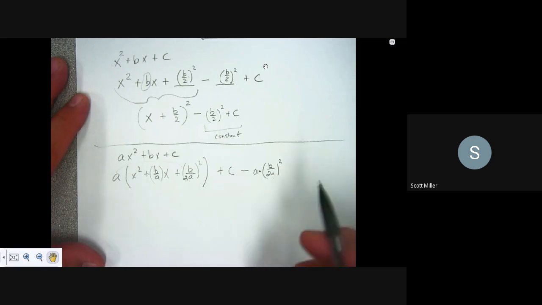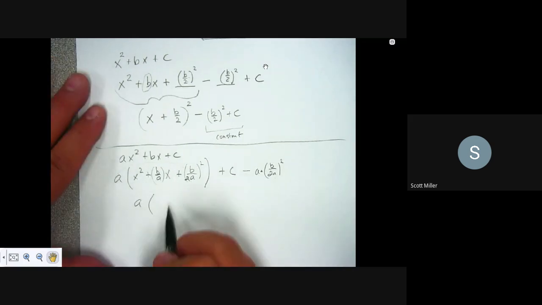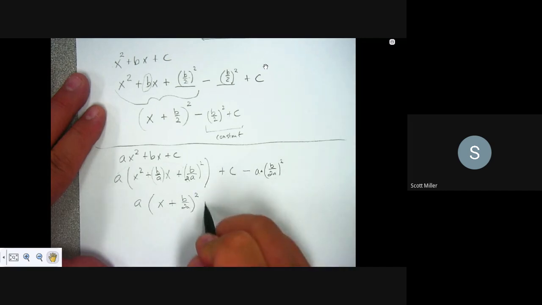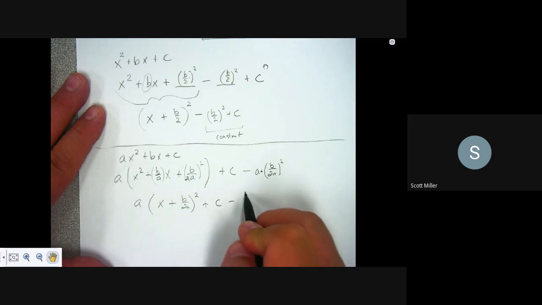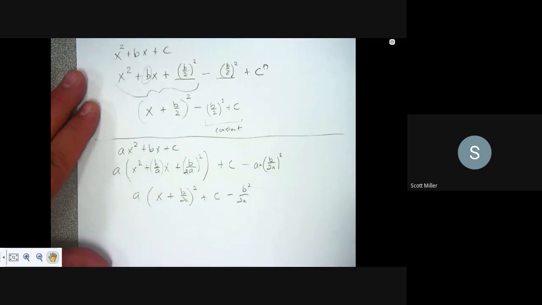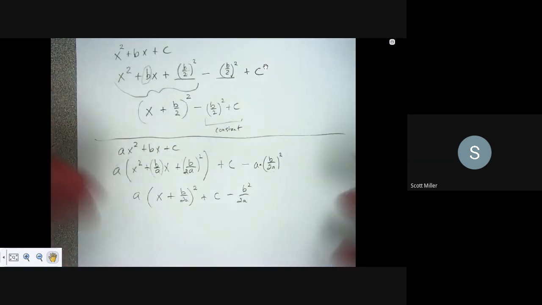So as you go through this, this then becomes a times x plus b over 2a quantity squared, and then all this stuff out here, which simplifies into this. So you can see that this can get very, very complicated real quickly. But that's how completing the square kind of works.